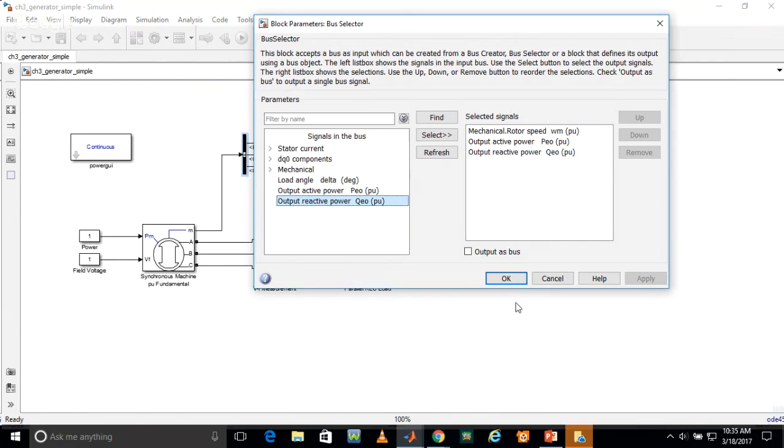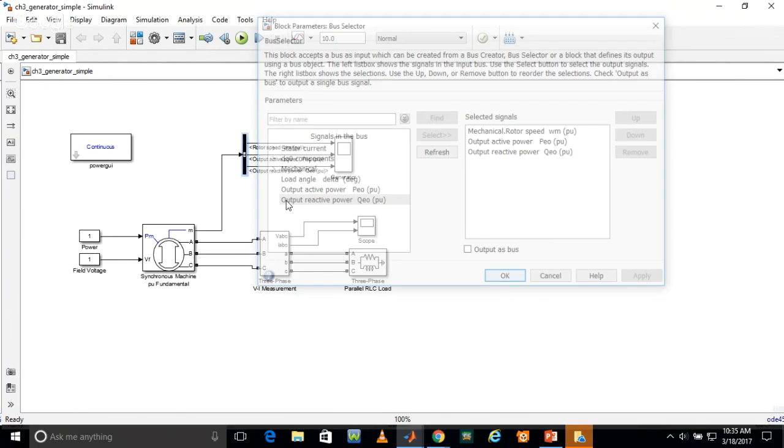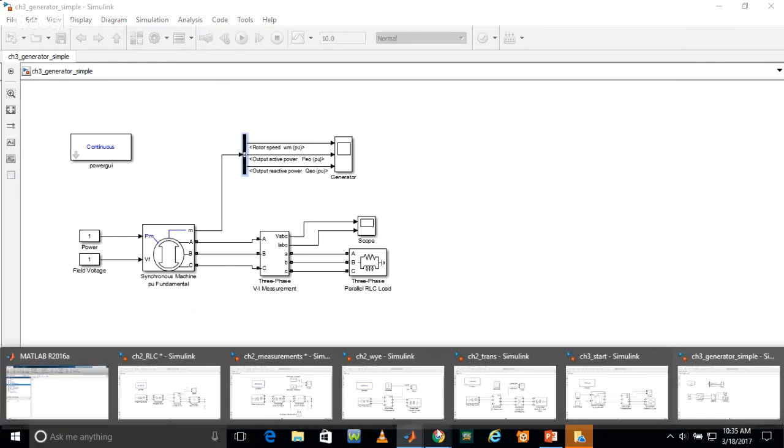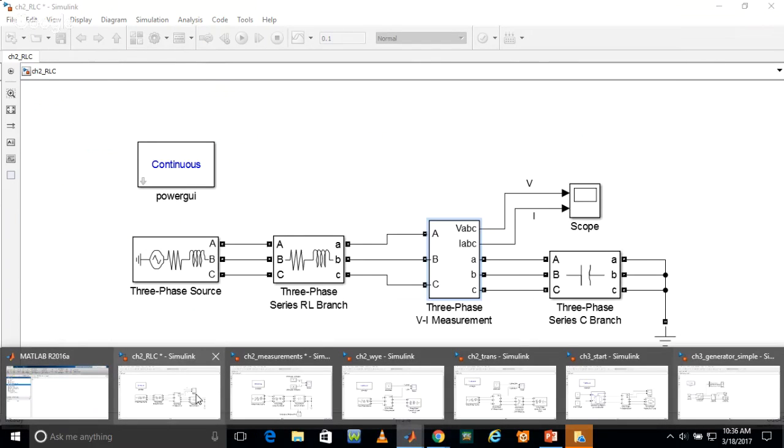So there are three variables, or readings, that we have to find out. Three outputs are coming, and accordingly we have made our scope into input with three. If you run, we are not going to run it right now because we have to initialize our synchronous generator. Right now we have given power equal to 1 and field voltage equal to 1, right? So next slide.